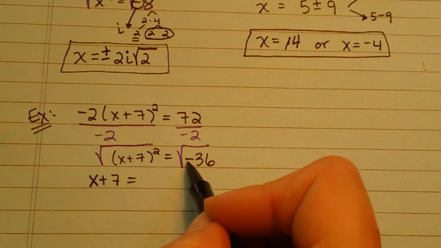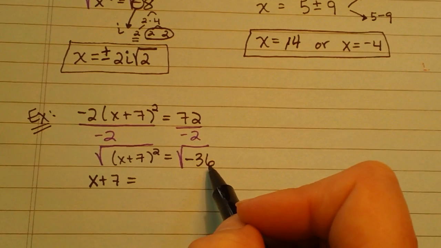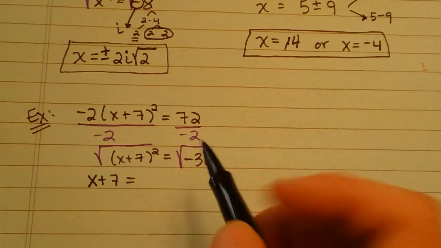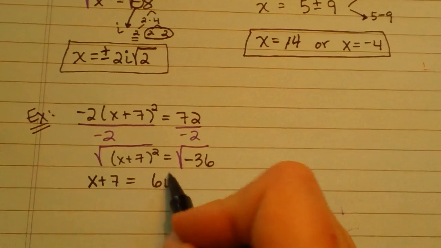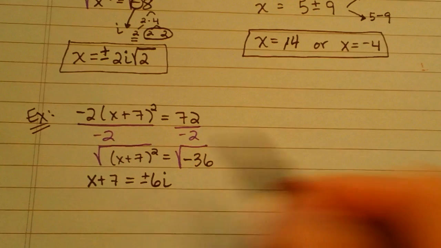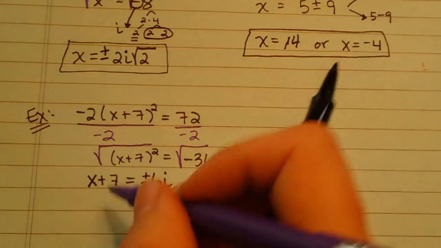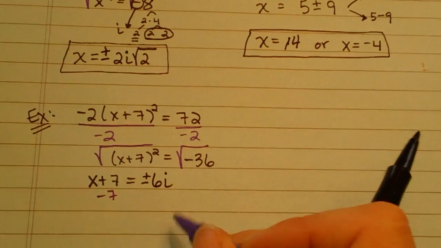The negative, remember, turns into an i. 36 is a perfect square, and that is 6. So the square root of negative 36 is 6i. Do not forget your plus and minus out in front. I'm still not finished because I have not solved for x. So we need to subtract the 7 from both sides.